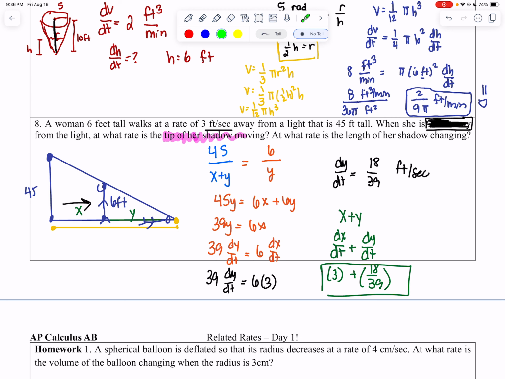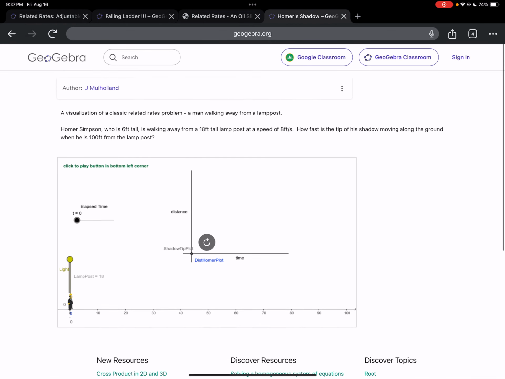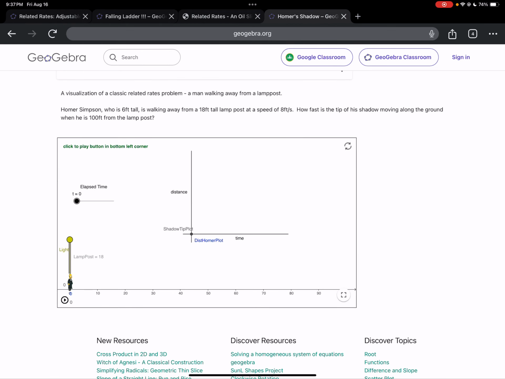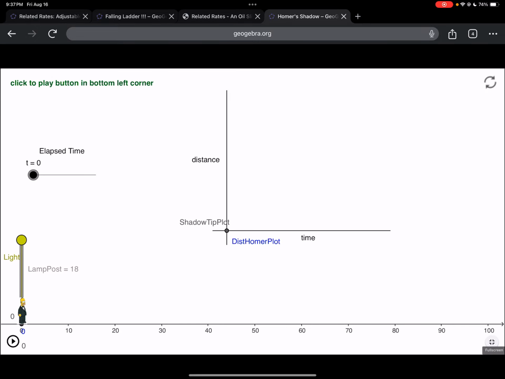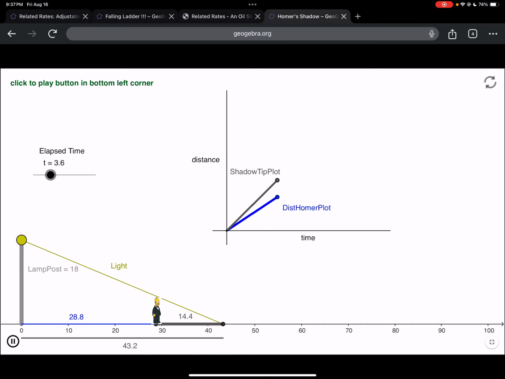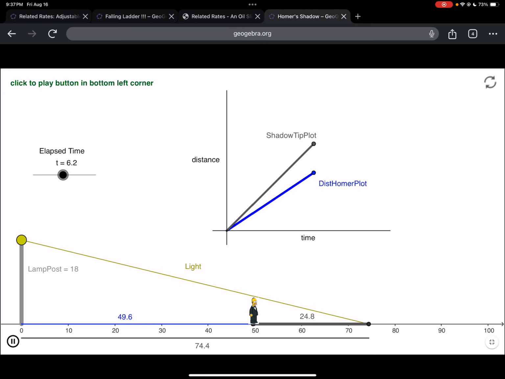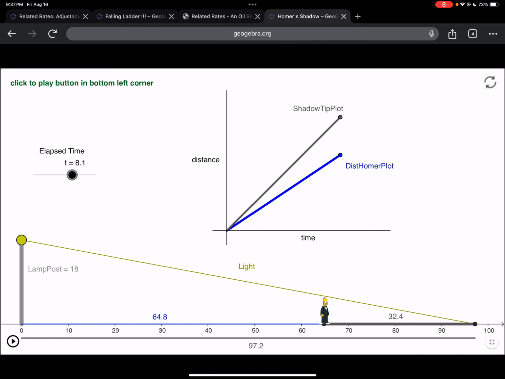Now, as a visual, what I want to do is show you Mr. Homer Simpson with this little applet right here. So notice how Homer, he's moving. And you can see here in blue, that's going to be his distance moving from the lamppost. And then we have the shadow tip in gray. Crazy, I know. So that's an example of the lamppost problem.